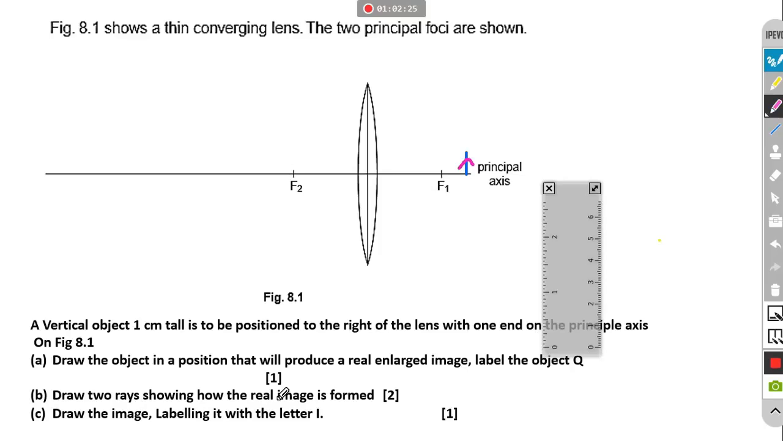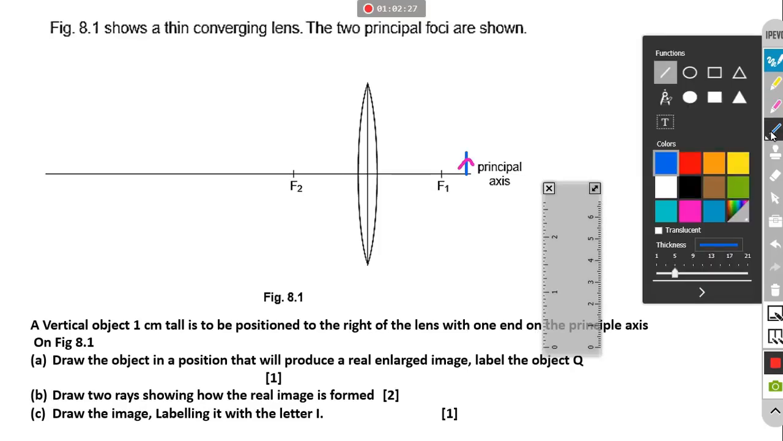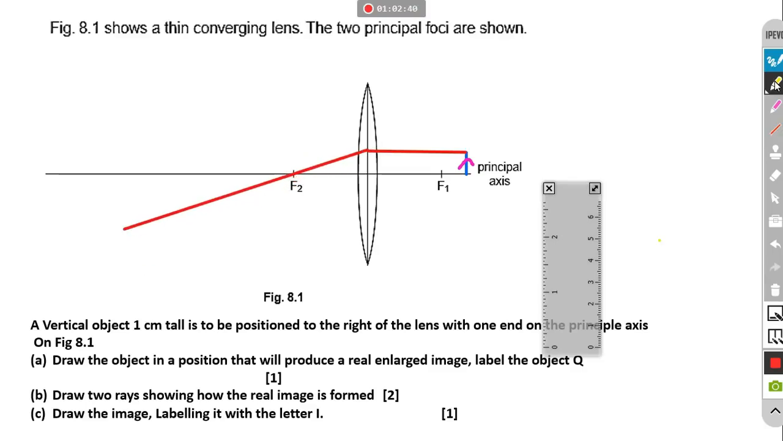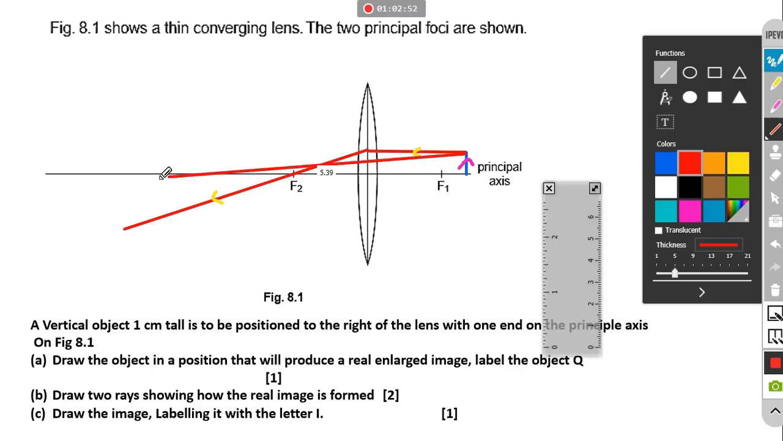Draw 2 rays showing how the real image is formed. Alright, so draw any 2 of the standard rays. Now the first standard ray is that if it goes parallel to the principal axis, which is about here, then after that it should pass through the focal point on the other side, and that's one of the standard rays. And the other one says that if it passes through the center, then it should continue through the center. So this is our second standard ray.